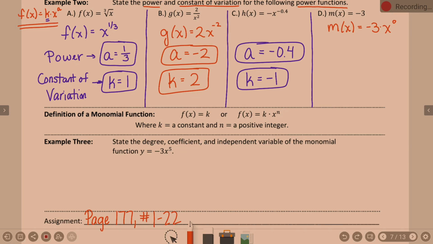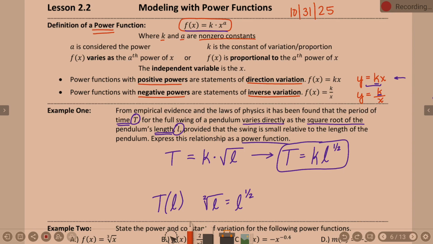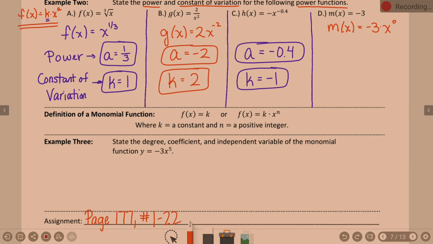But what's the catch? We don't have X. K and A are non-zero constants. What's the only thing that K and A can't be? 0. So what do I know about this? No solution.